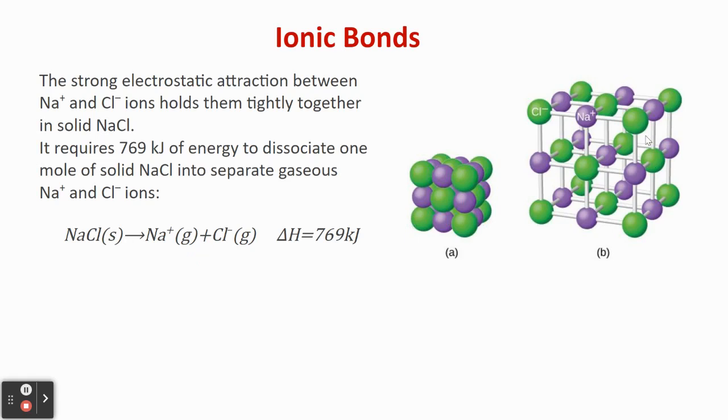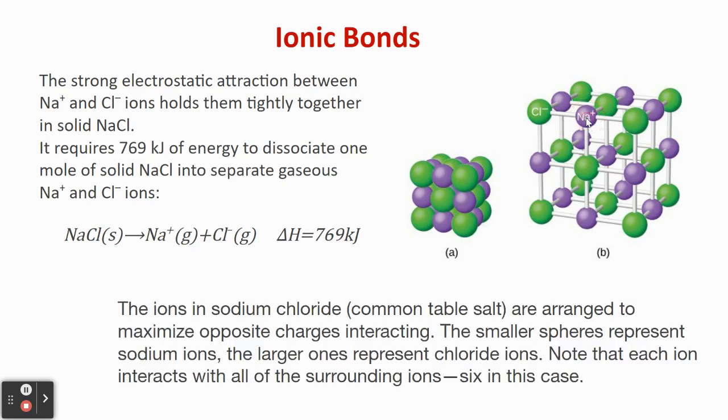Now, this is an example of what the crystalline structure of sodium chloride looks like. And if we look, there are a lot of these electrostatic attractions between the sodium and the chloride ions. So the ions in sodium chloride are arranged to maximize opposite charges interacting. And if we look, we would see that each ion is surrounded, in this case, by 8 other ions, meaning they're going to be very strong interactions.